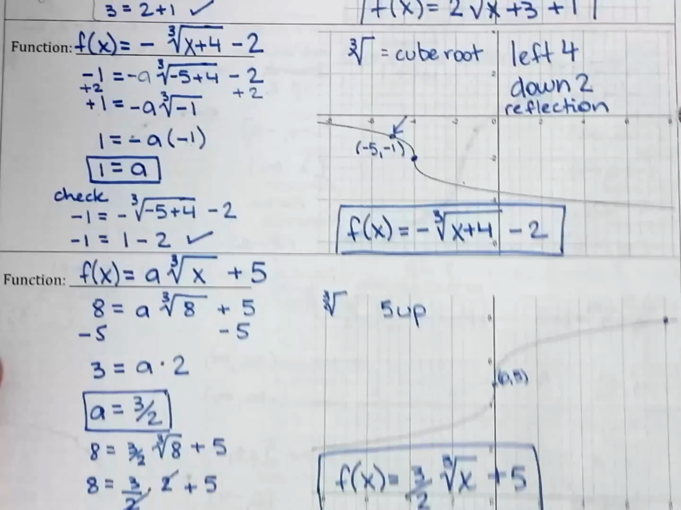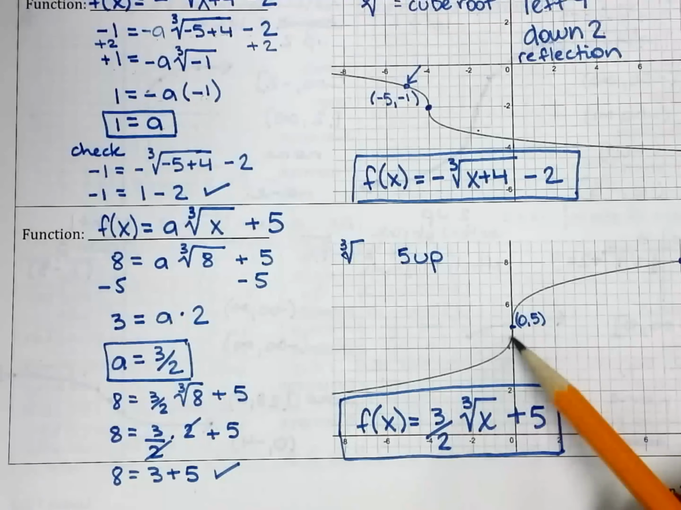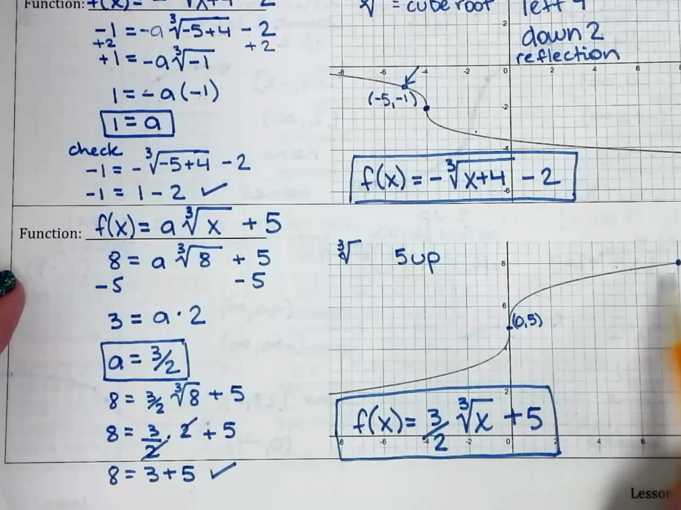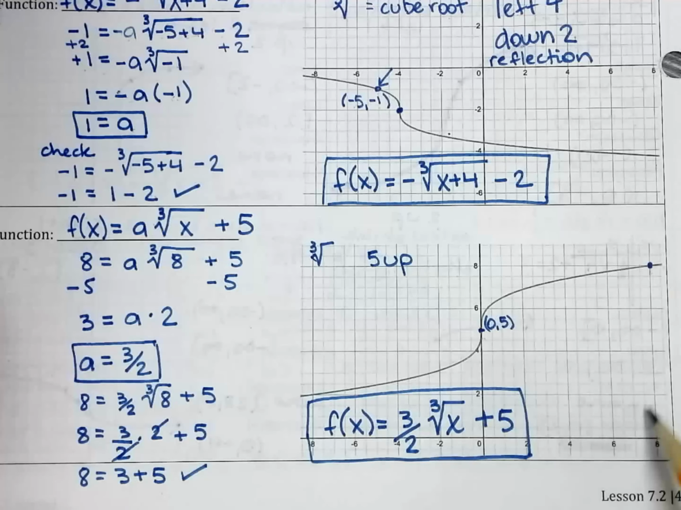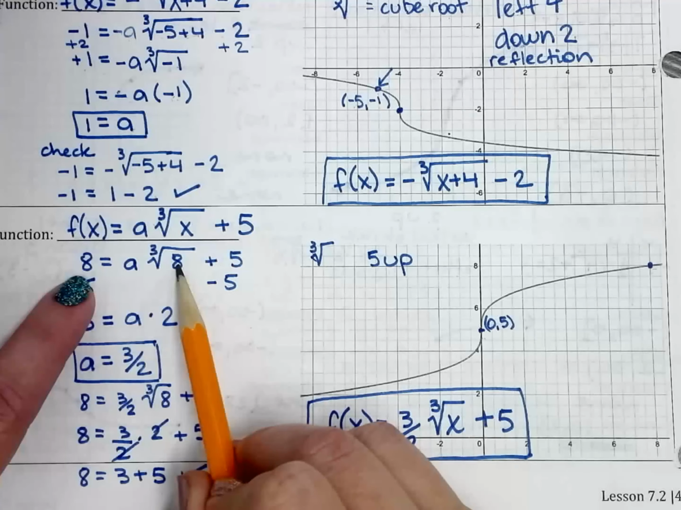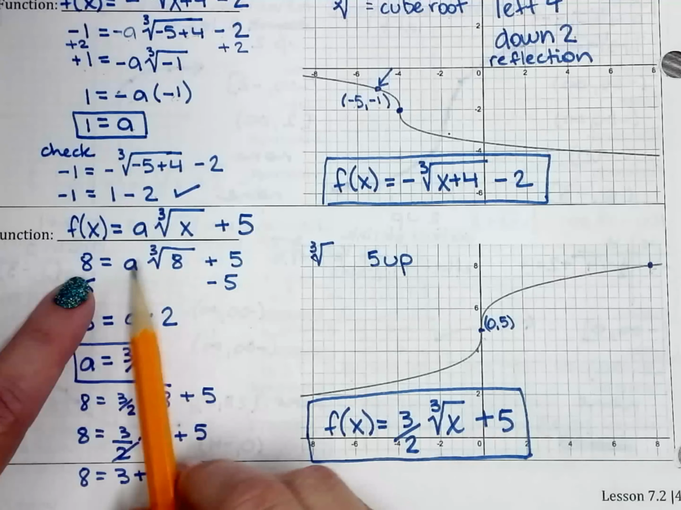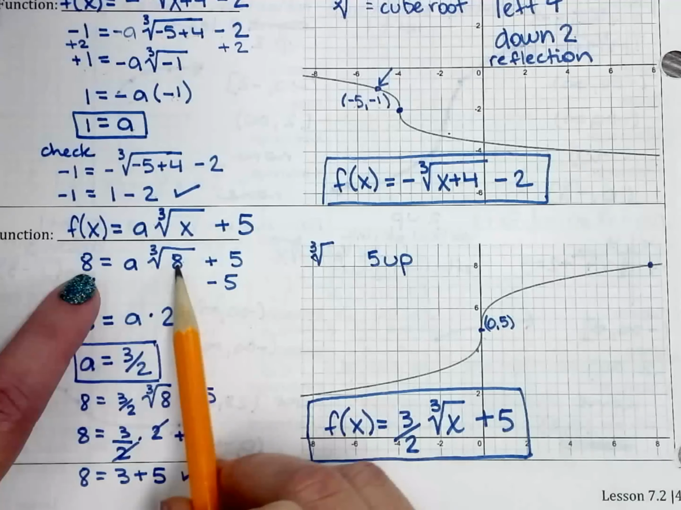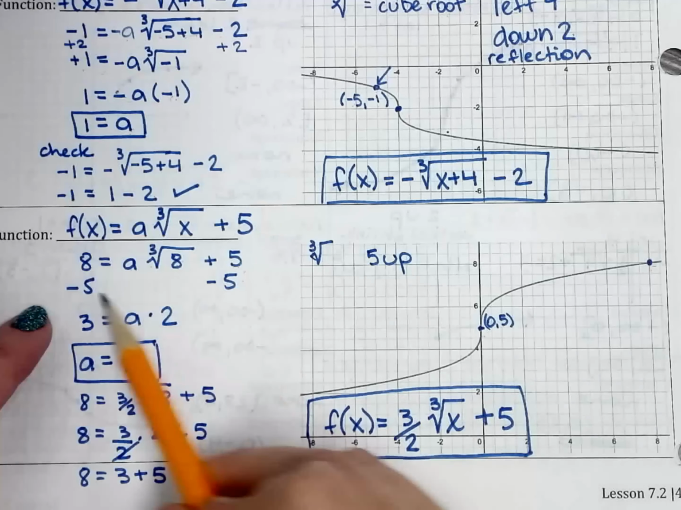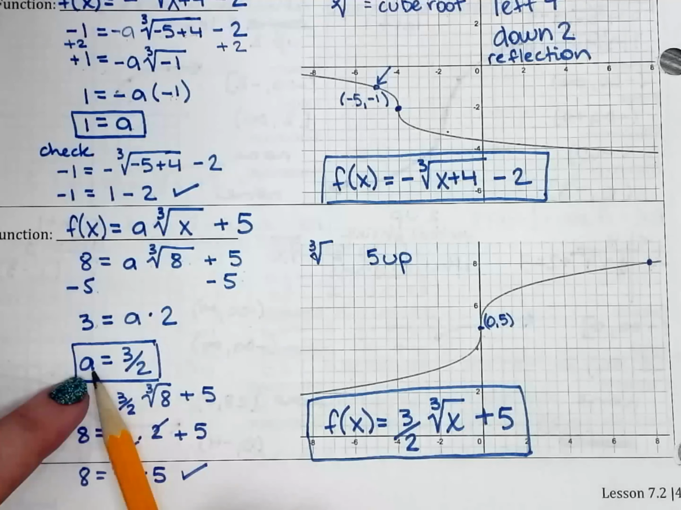Just do it. And the last one, I have, again, another cube root. And the only thing that happened here was it went up 5. Okay? And then I need to choose another point, and I chose that point right there. It's going to be (8, 8). So that was easy. So 8 for y, 8 for x. And I don't see any reflection of any kind right there. So a will be positive. So substitute 8 for x, 8 for y, and 5 for k. And that's what I did there. So subtract 5 on both sides, I get 3 there. Cube root of 8 is 2. Divide both sides by 2.